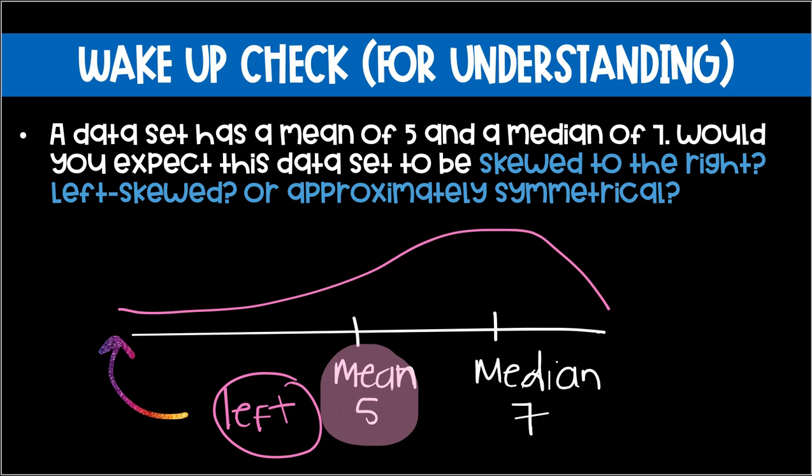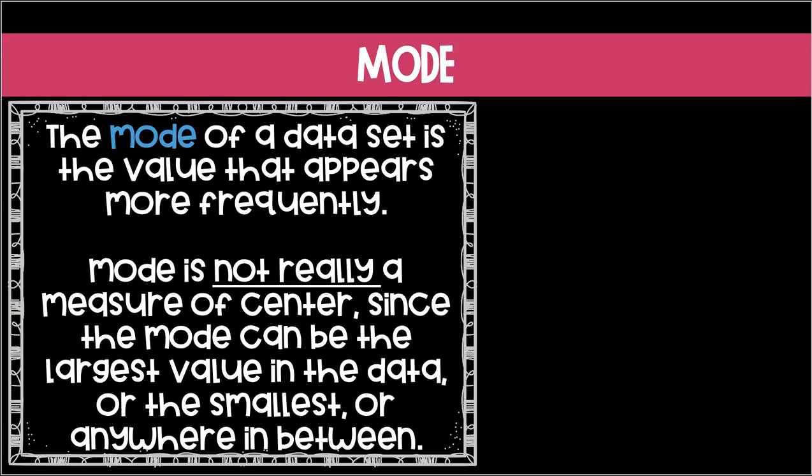Now for our last measure of central tendency, or the measure of center, we're going to have the mode. The mode is not really a measure of center because it could be any value. It could be the first value, it could be the last value, it could be in the first half, second half. The mode is the value that appears the most in your data set. Think of the popular value.